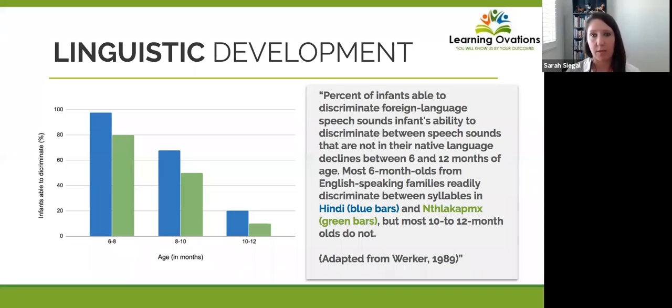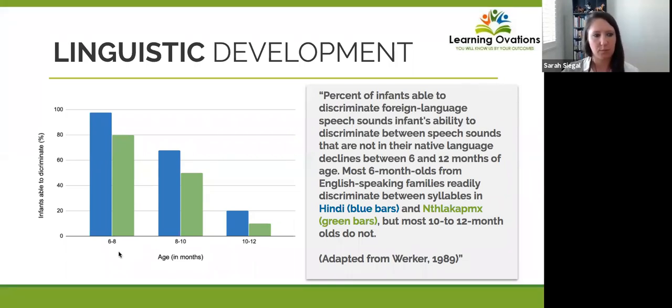They're able to understand that the sound had changed as well as in English, but look at how fast that ability drops off. By the time they're 10 to 12 months old, they're only recognizing differences in Hindi about 20% of the time. So you start to narrow down the language differences, the sounds that are meaningful for your communication. And this is something that wasn't explicitly taught during those 12 months. It's just something that infants automatically start doing when exposed to language.